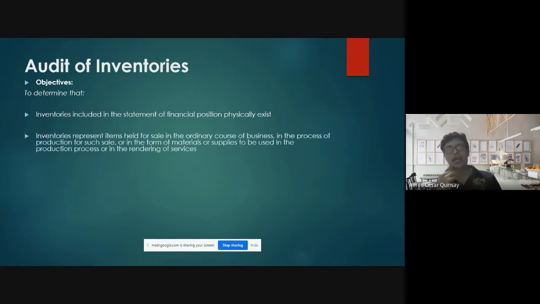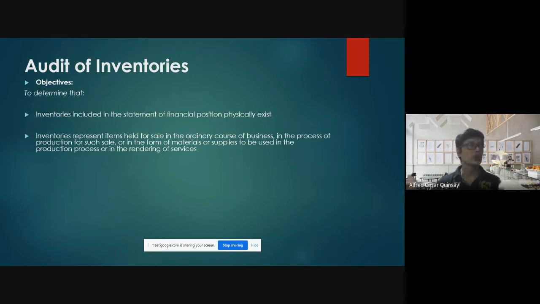Inventories represents items held for sale in the ordinary course of business, in the process of production for such sale, or in the form of materials or supplies to be used in the production process or in the rendering of services. Ayan. Kasi ang inventory, for all we know, ito yung binibenta.